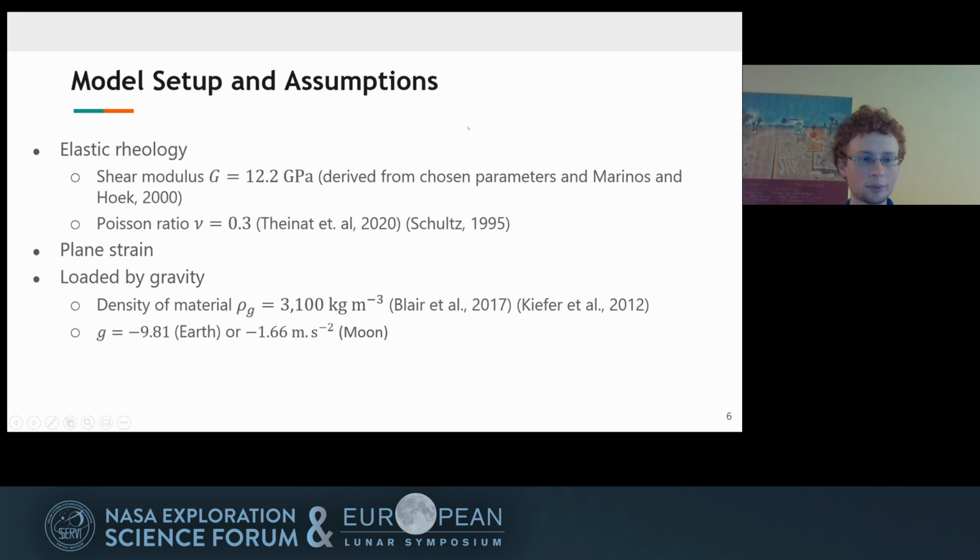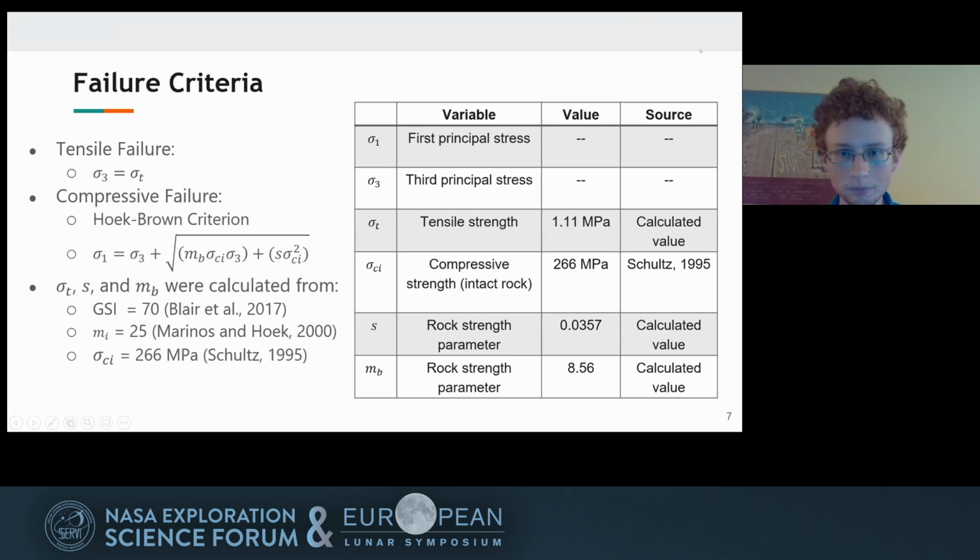I used an elastic rheology for my models with a shear modulus and Poisson ratio that you can see here. I used plane strain assumptions, and my models are simply loaded by gravity with the density of the material and gravitational accelerations that you can also see here. For failure criteria, for tensile failure, I just used a cutoff at the tensile strength of the rock. And for compressive failure, I used the Hoek-Brown failure criterion. These needed parameters, including the GSI, or geological strength index, and other strength parameters for the rock. You can see the values that I found were calculated for these in this table here.